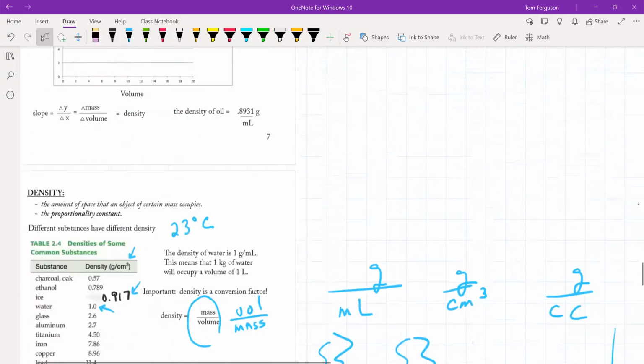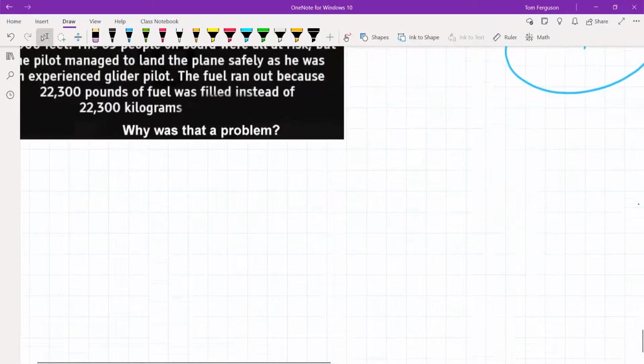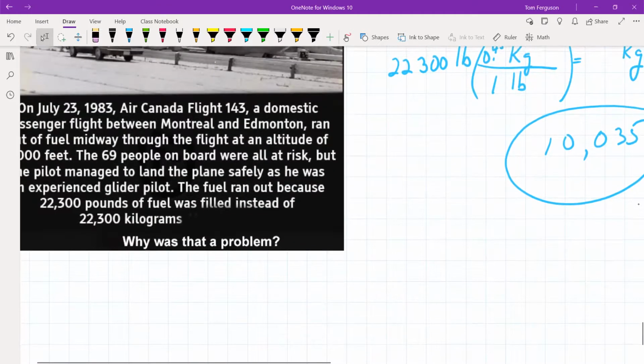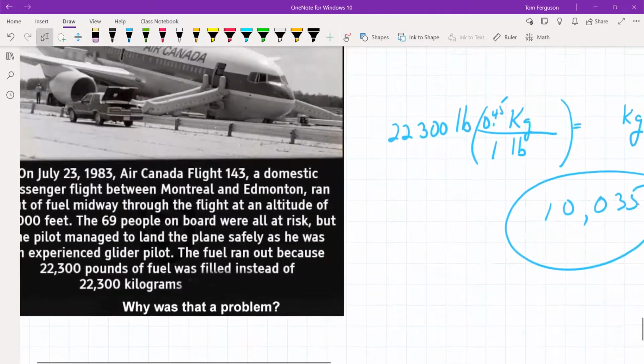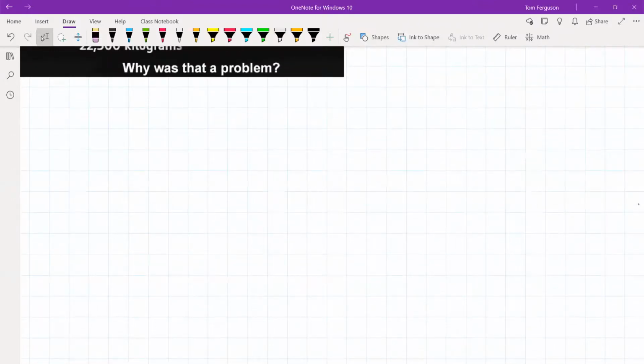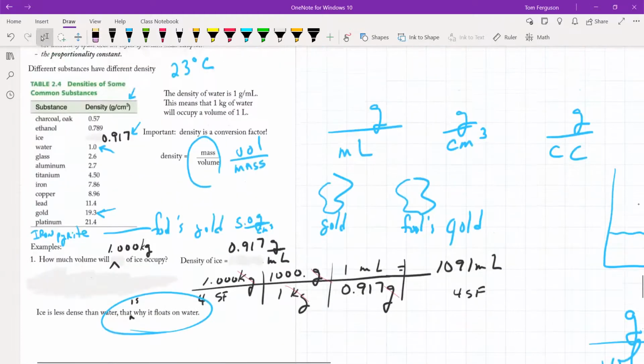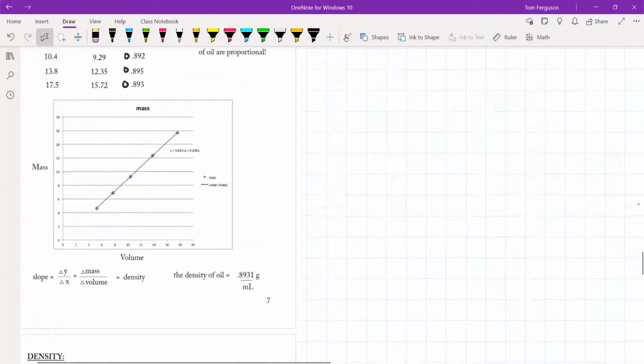Let's see, are there any more conversions here? Let me see. I can't think of any problems off the top of my head, other than the ones given here.